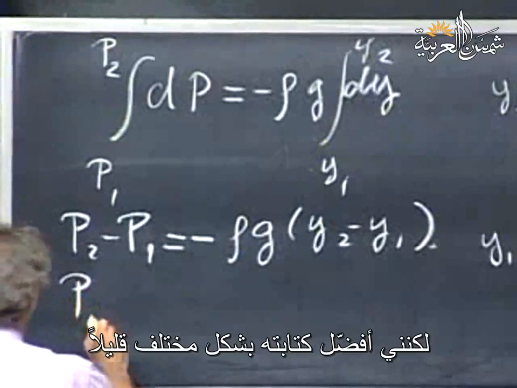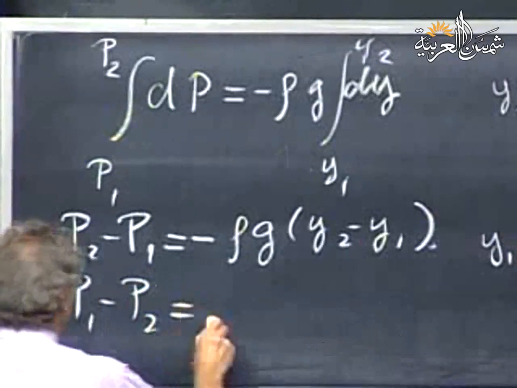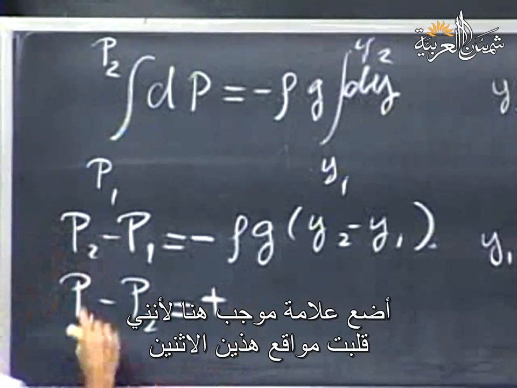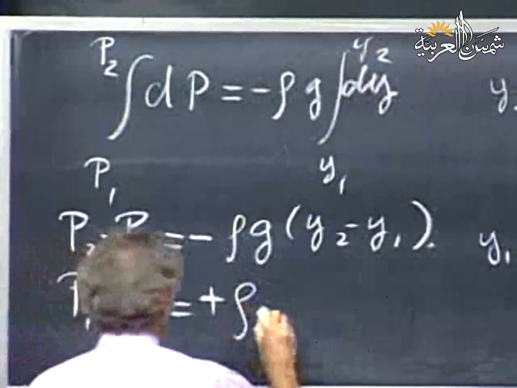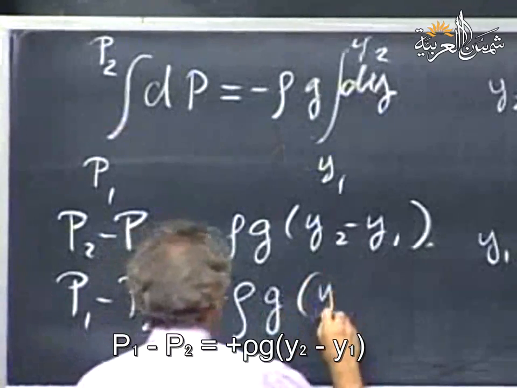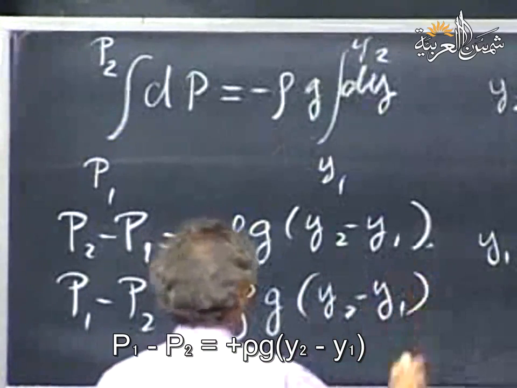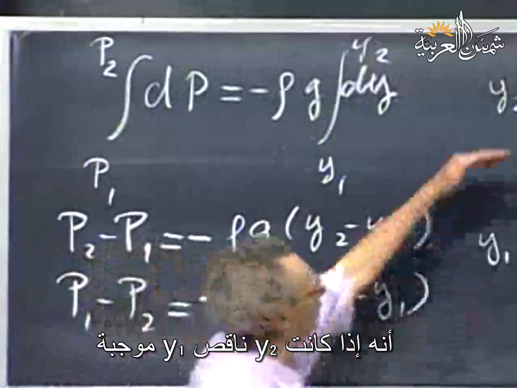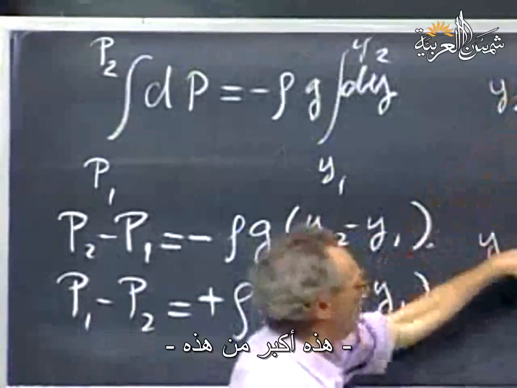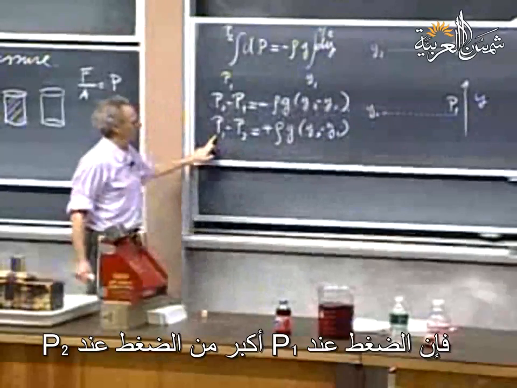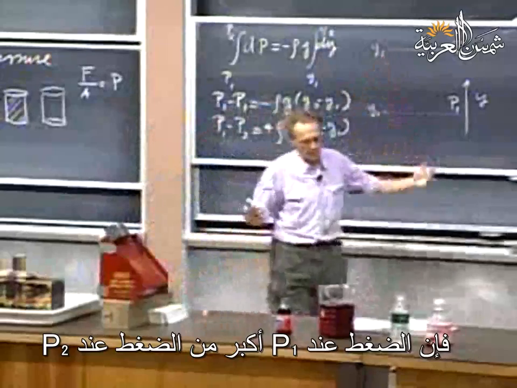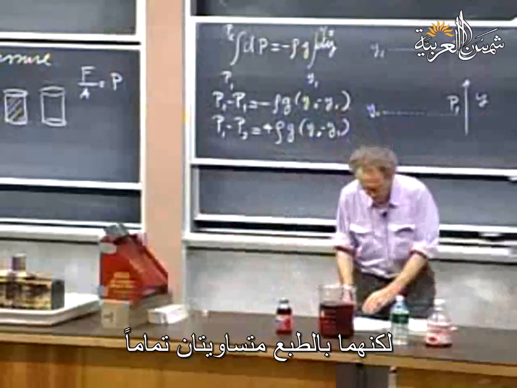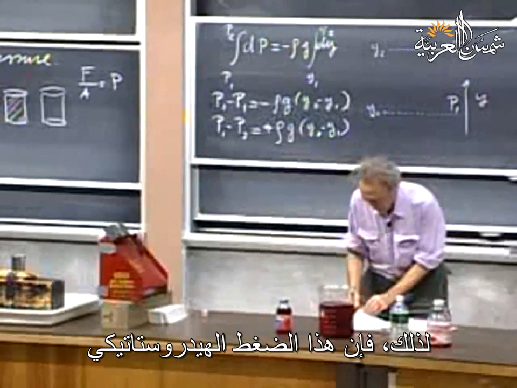I prefer to write it slightly differently, but it's the same thing. I write a plus sign here, so I switch these around: P1 minus P2 equals rho g times Y2 minus Y1. So I see immediately that if Y2 minus Y1 is positive, this is higher than this, that the pressure at P1 is larger than the pressure at P2. But of course they are completely identical. So this is the hydrostatic pressure.